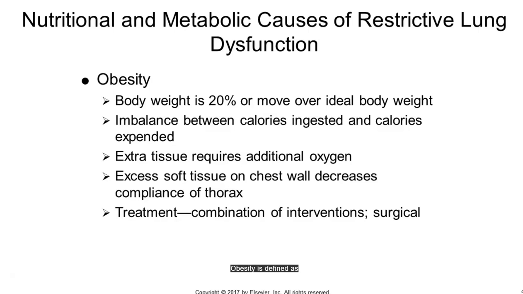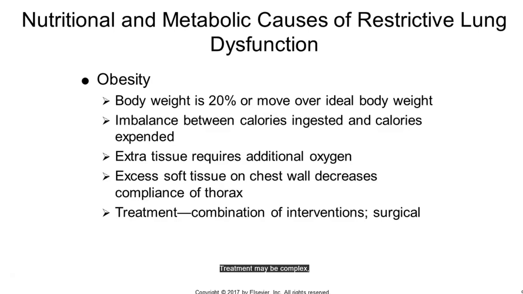Obesity is defined as a 20% or more increase over ideal body weight. This extra tissue requires extra oxygen and produces extra carbon dioxide, and extra soft tissue on the chest wall decreases compliance of the thorax and increases work of breathing. Patients may demonstrate hypoventilation syndrome and VQ mismatching with hypoxemia.